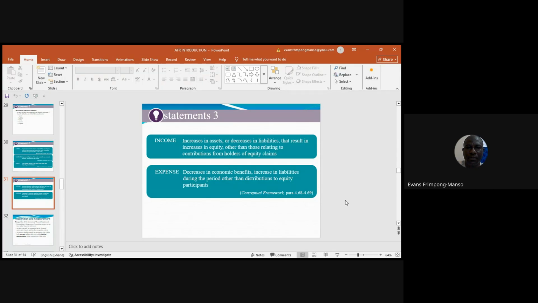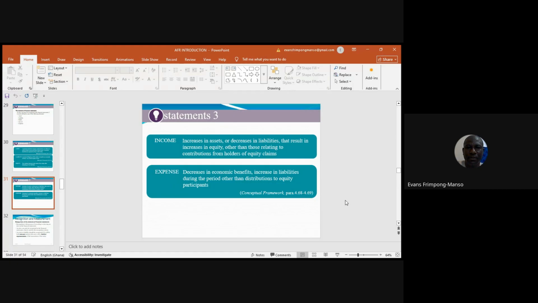When we say revenue, revenue is the receipts from your normal operating activities. The key word is from your normal operating activities. So all monies that you receive from normal operating activities is your revenue.